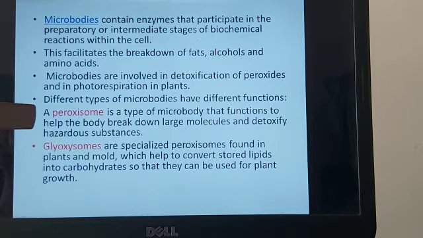Peroxisomes, their function is to break down large molecules and detoxify hazardous substances. Glyoxysomes are specialized peroxisomes found in plants and molds, that is fungi, which help to convert stored lipids into carbohydrates so that they can be used for plant growth.